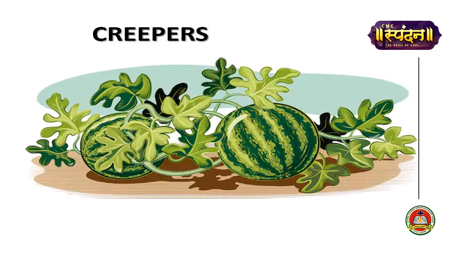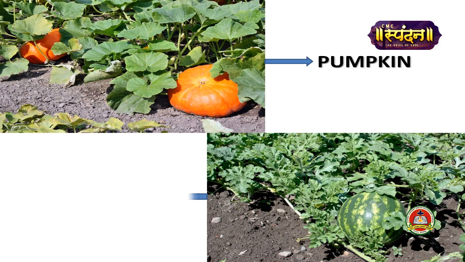Some plants grow along the ground. They also have long, thin, and weak stems, and they cannot stand erect. These plants are called creepers. Some examples of creepers are pumpkin and watermelon.